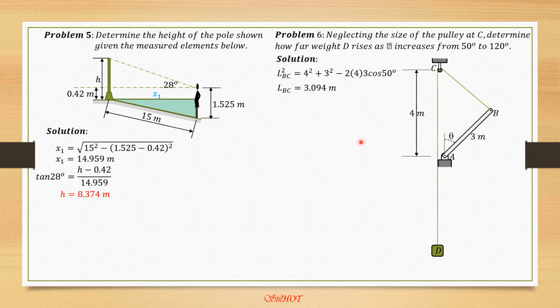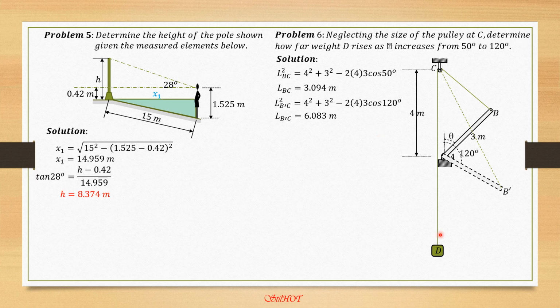For the second position, 120 degrees angle. So this is the length of BC. It increases, so this weight will rise as a result. So this is by cosine law, that's 120 degrees. So length of B prime C square is equal to 4 square plus 3 square, because this is still 3, minus 2 times 4 times 3 cosine of 120 degrees. So solving for length B prime C, it is 6.083 meters.